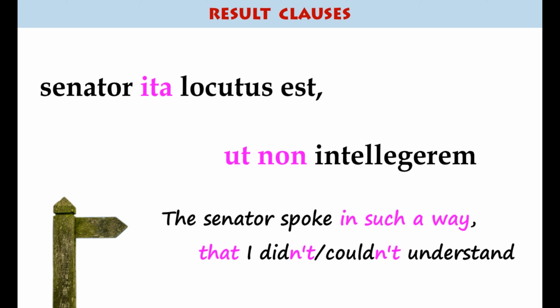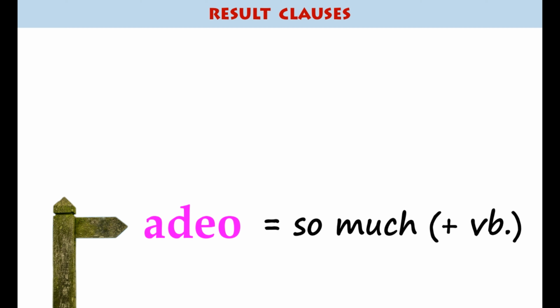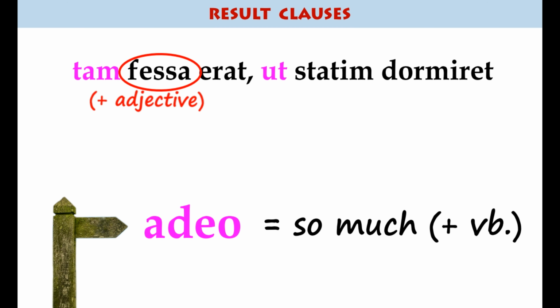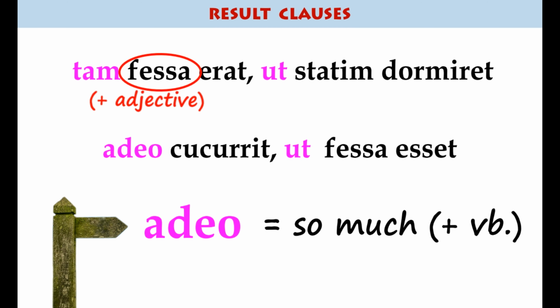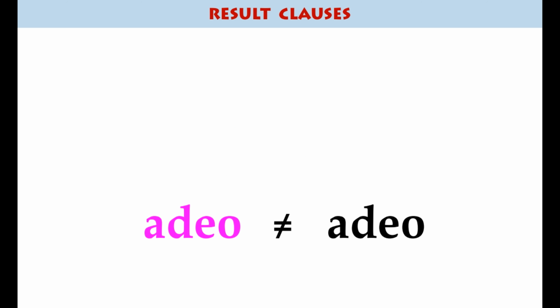Another awkward potential pitfall is this word, adeo. Adeo is used for verbs. So rather than say she was so tired, you might say she ran so much that, and you'd use it with a verb. The reason it can cause some problems when translating is it looks very, very similar, doesn't it, to another word which is actually completely unconnected, ad eo, which means to go towards something. Ad plus eo, one of your 7 irregular verbs.